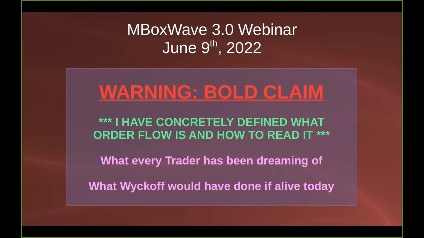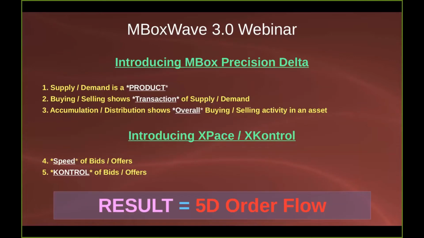Okay, so now I'm going to make a bold claim. I have concretely defined what order flow is and how to read it. This is what every trader has been dreaming of and what Wyckoff would have done if alive today. I do not say this lightly because this has taken me many, many years to get to this point. And what do I mean by defining order flow? I have defined it into a 5D perspective. That's why I'm calling it 5D order flow, because MboxWave has become a 5D order flow picture of the markets. It's a term that I'm coining, right?